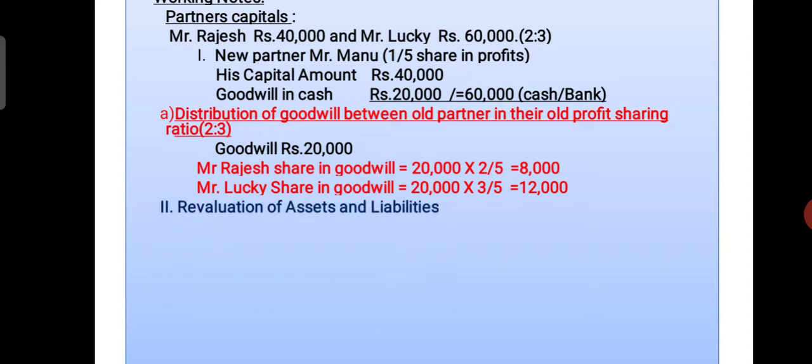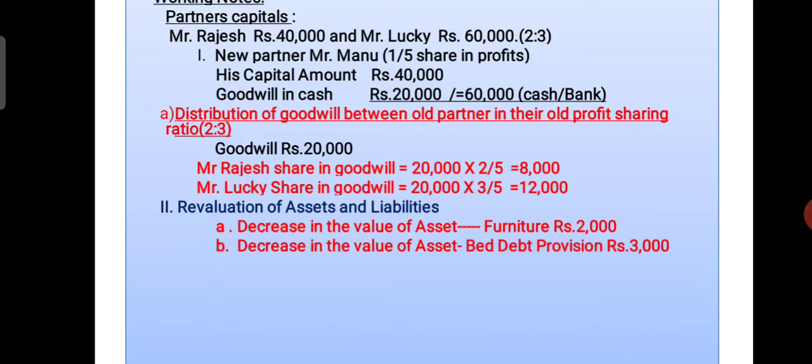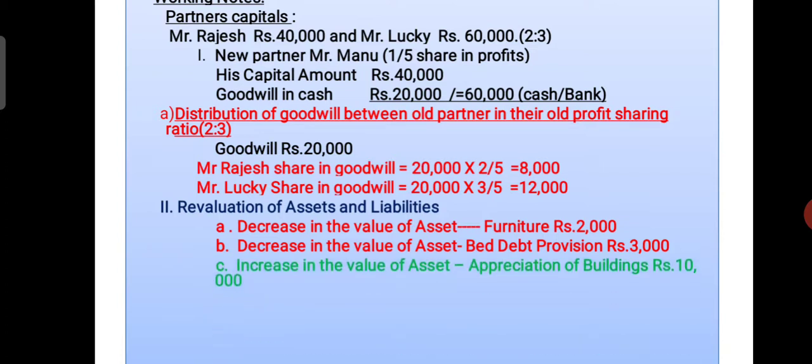Next, revaluation of assets and liabilities. What assets are revalued and what liabilities are revalued at the time of admission of a partner. If the asset value increased or decreased, you can observe. Three assets' information is given: decrease in the value of asset furniture rupees 20,000, decrease in the value of asset bad debts provision rupees 3,000, which is calculated on debtors, and next appreciation in the asset, an amount of rupees 10,000. One asset amount is increased, two assets amounts are decreased.